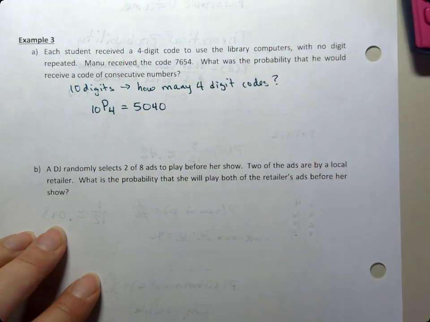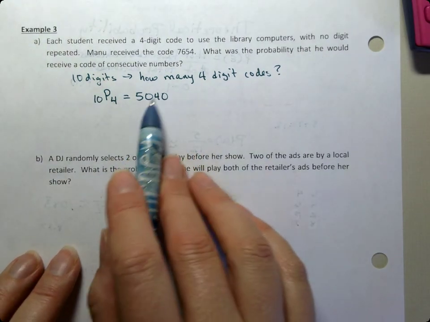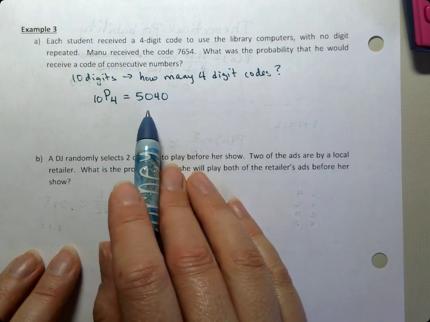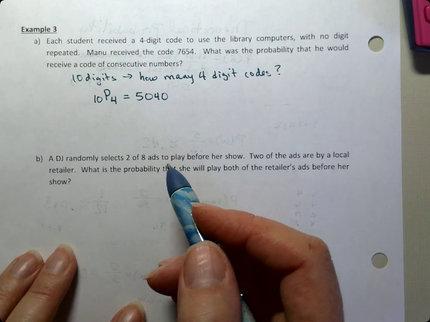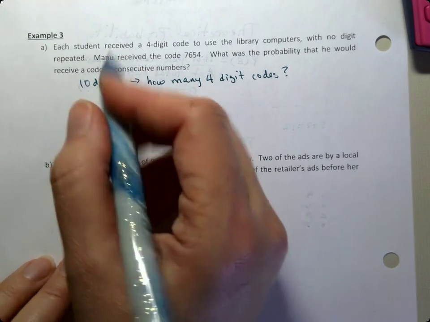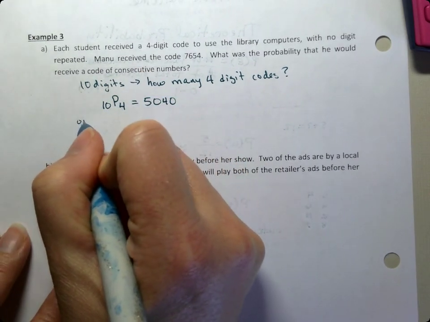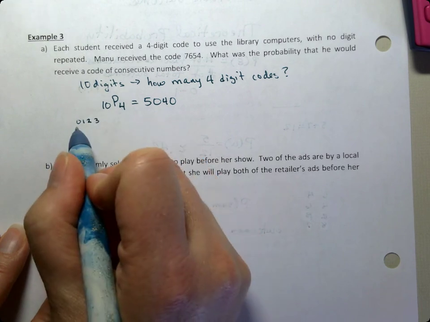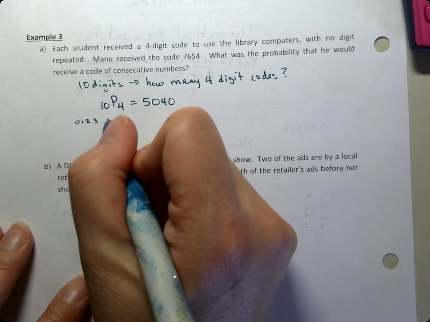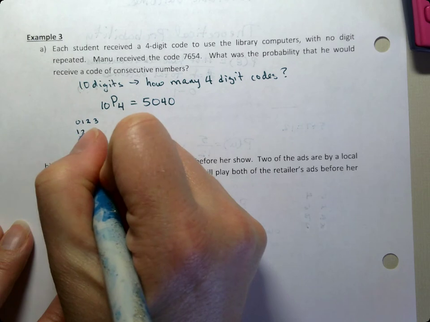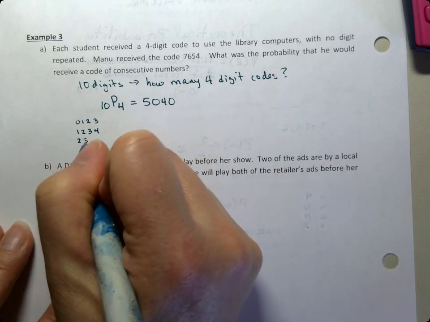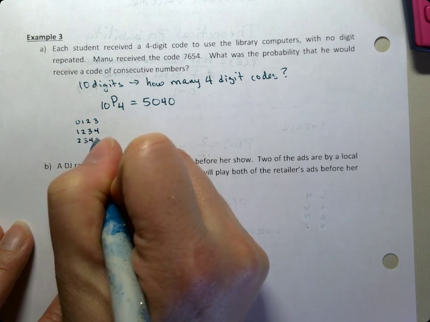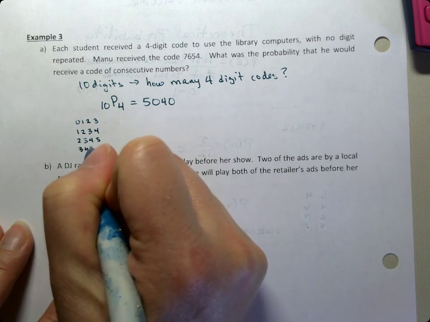So we have this total. Now we need to know the probability. Guys, honestly, to me, the easiest way to do it was I listed them. What's the smallest number we start with? 0, 1, 2, 3. There's 4 consecutive numbers. Then rotate it out. What would be next? 1, 2, 3, 4. What would be next? 2, 3, 4, 5. Then 3, 4, 5, 6.